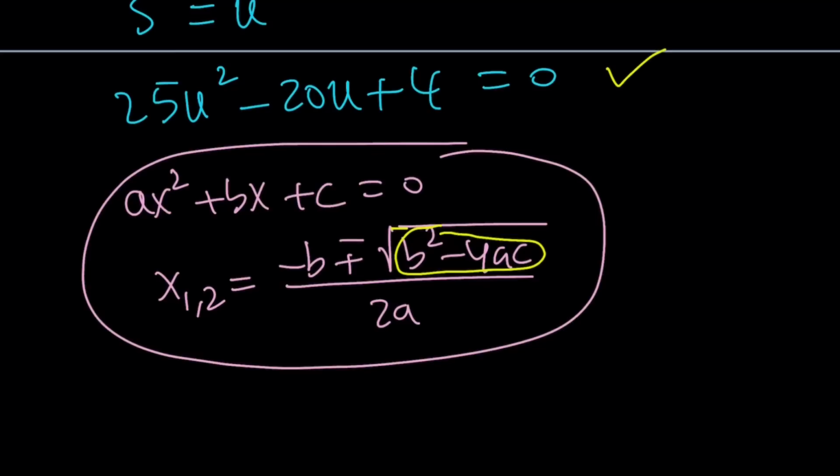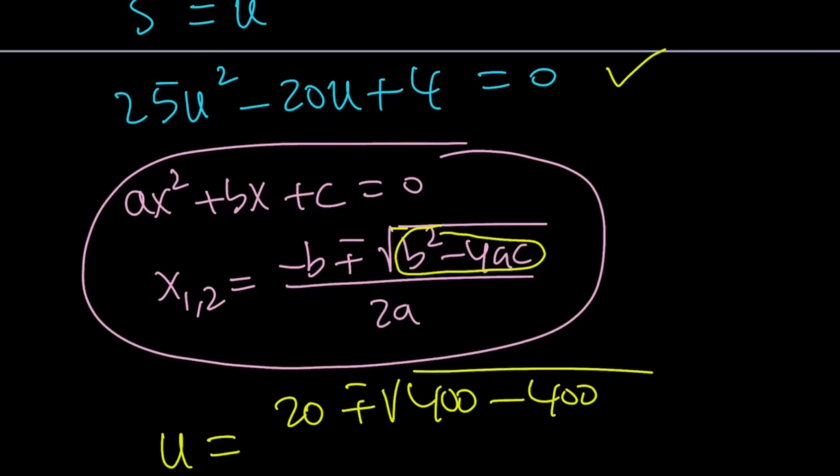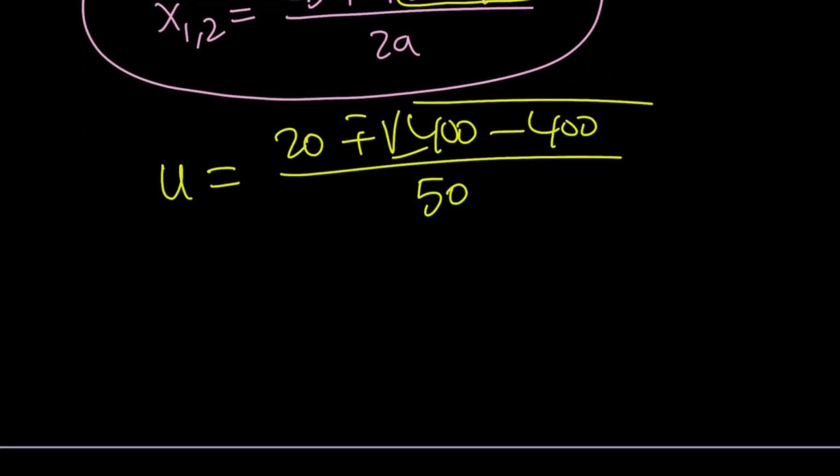So how do you apply the formula? u equals negative b, which is 20, plus or minus the square root of b squared, which is 400, minus 4ac. 4 times 25 times 4 is going to be 400 again. We got 0 inside the parentheses. What happens? What is that supposed to mean? It means you don't need the radical and you only end up with a single solution.